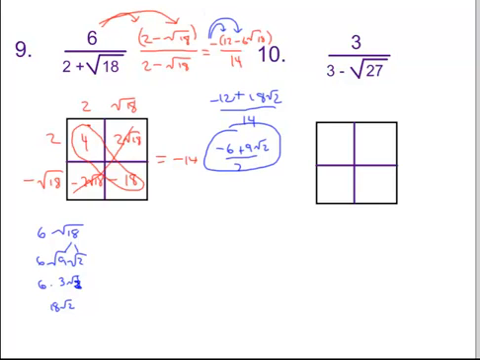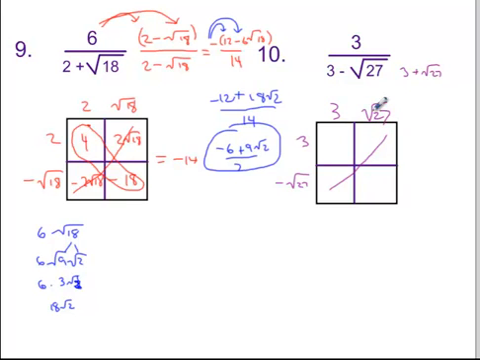All right, last one, number 10. Going to multiply by, well, you see how I had a plus sign here and I put in a minus sign there? Well, this time it's going to be 3 plus radical 27. So it's the two numbers you see, but with the opposite sign. That way you'll get this diagonal will cancel out. So I'm going to put the 3 and the negative radical 27 here, the 3 and the plus radical 27 here.